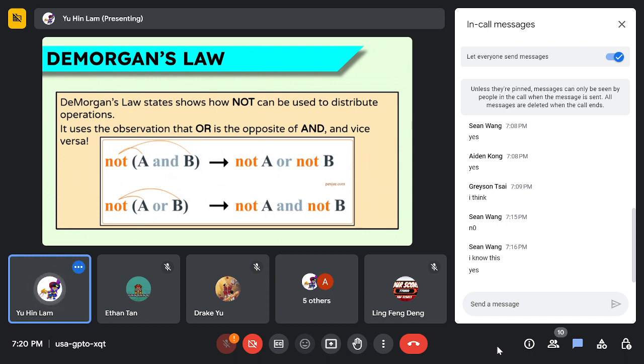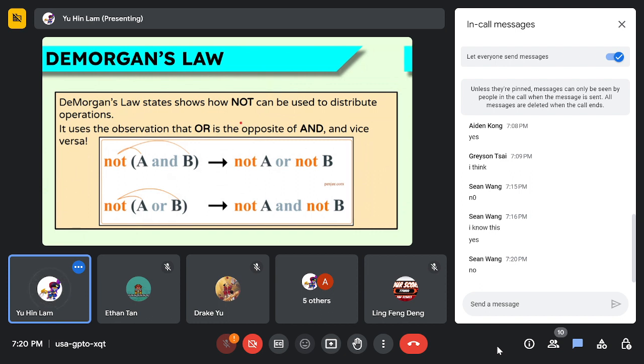Are there any questions about De Morgan's law, since it's a little bit newer and we don't really see it in normal school? So no questions, then let's move on.